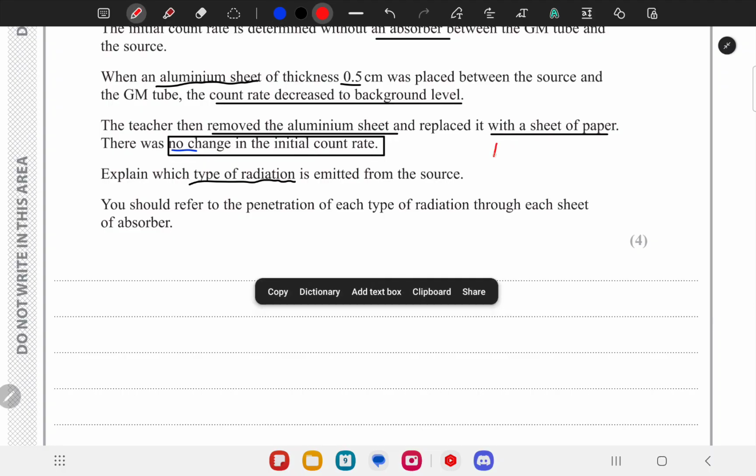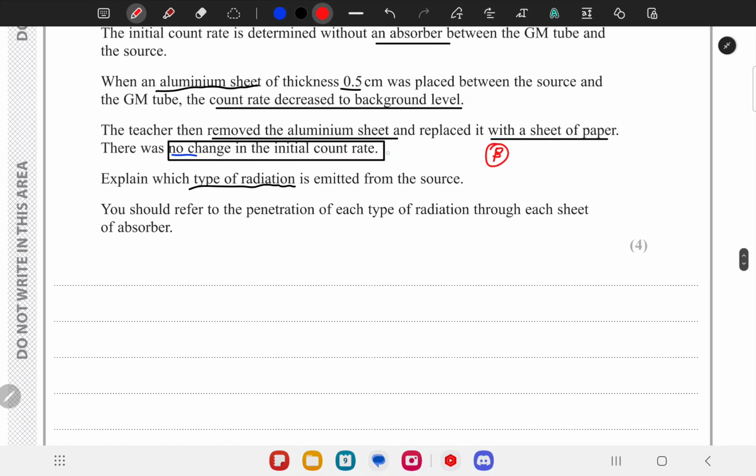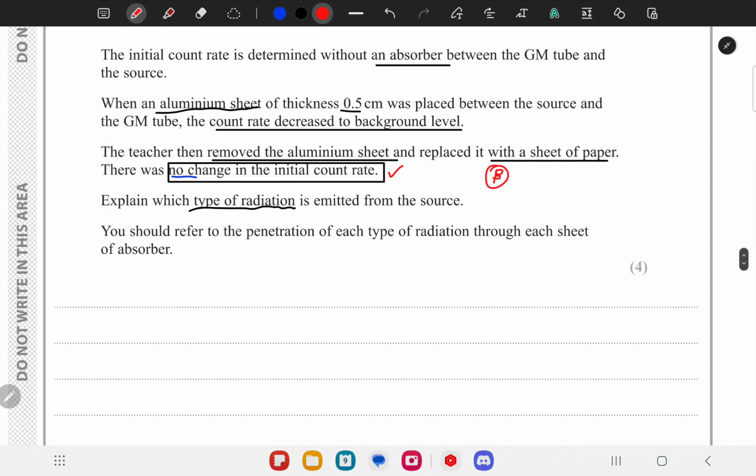Now if it was beta, it would go straight through the sheet of paper, so there would be no change, so it might be beta according to this information. Same for gamma. Gamma would go straight through paper, so it could be gamma or beta both from this detail.